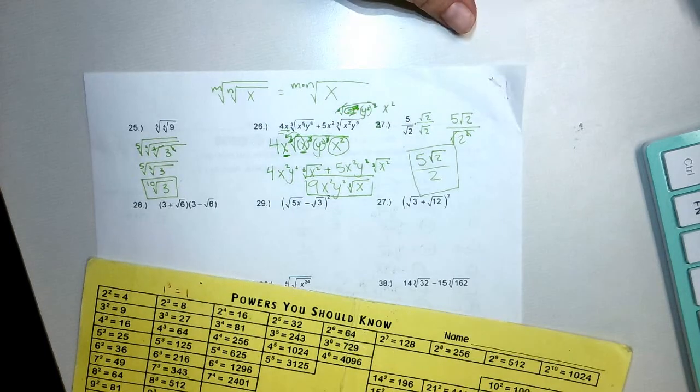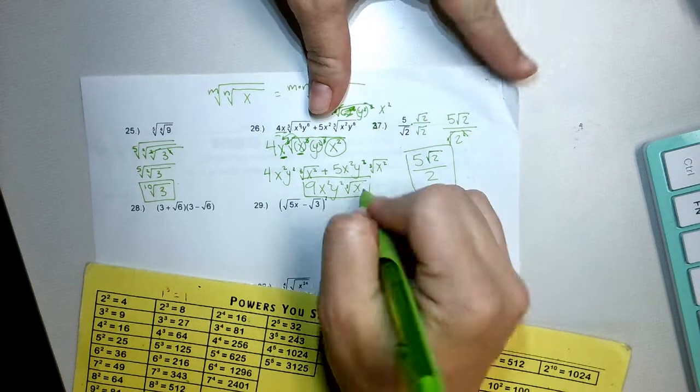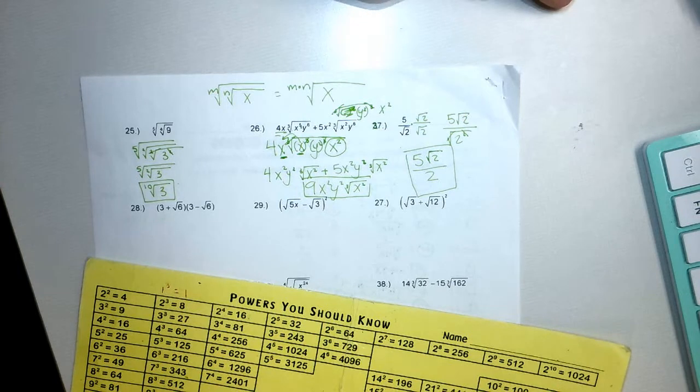Yes. Can you explain why x isn't squared in the answer for number 26? Oh, it should be. Sorry. Thank you. Okay. That was an oversight on me. Thank you.